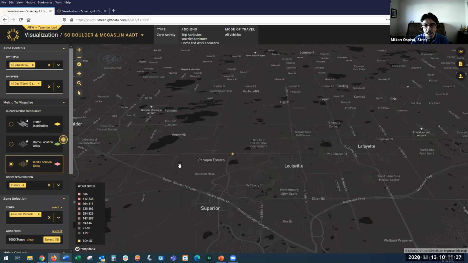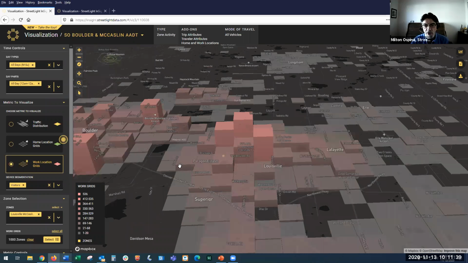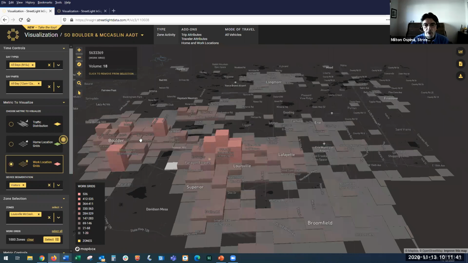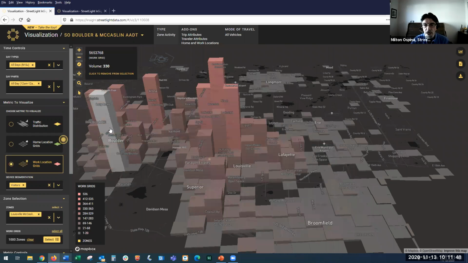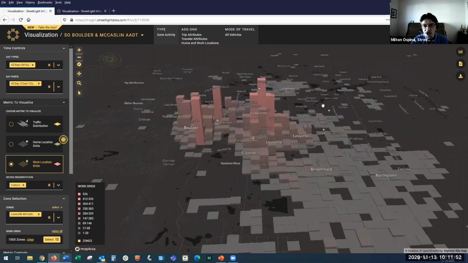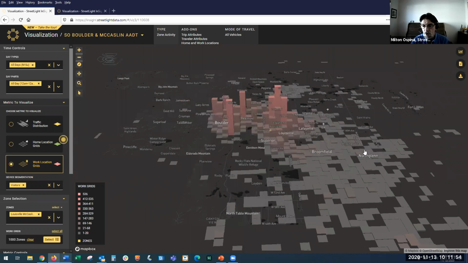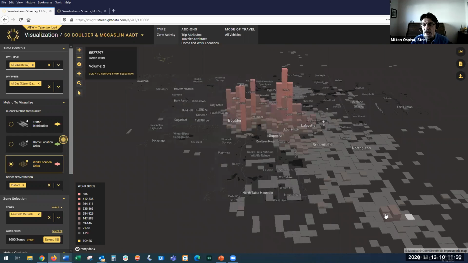So in this case, it's getting updated, and you'll see that a lot of people who live in this area, many of them actually work in this area, or they're going to work in North Boulder or to Boulder. A few go to Longmont. If I zoom out a little bit more, you'll see that some of these folks are also going, obviously, into the Denver area as well.